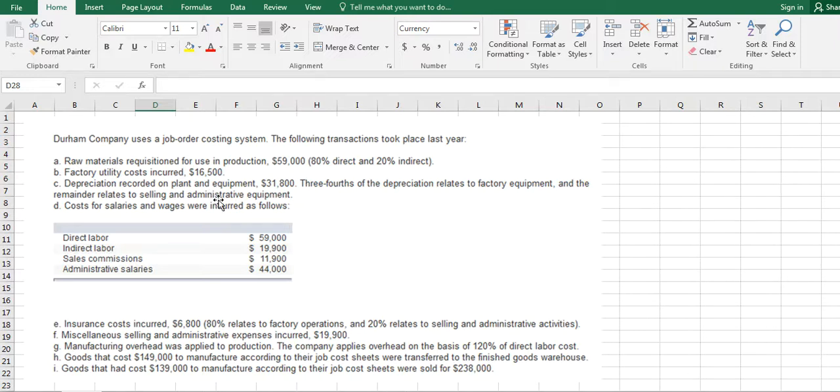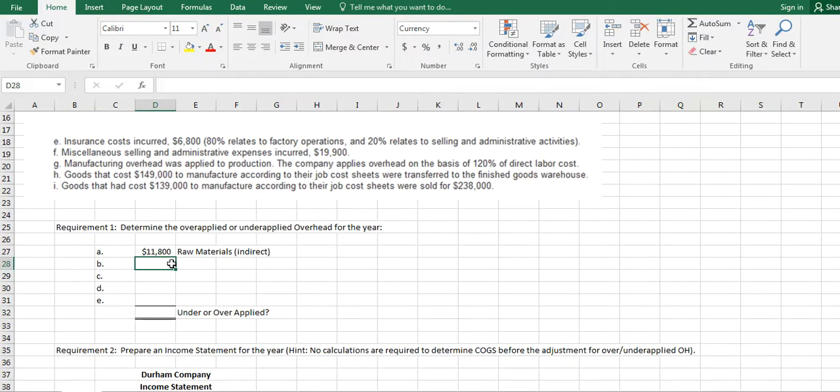Factory utility costs incurred $16,500. Factory utility costs are an indirect cost of production, so 100% of that is indirect. So we're going to put $16,500 here.